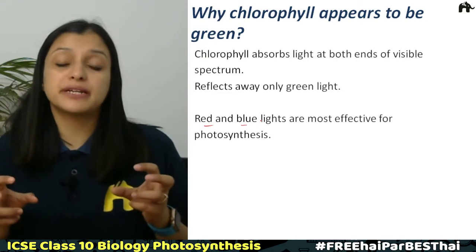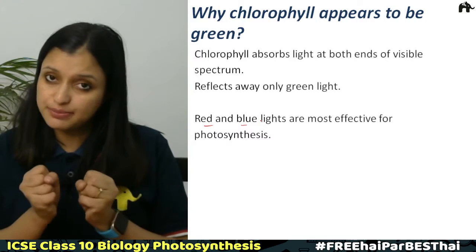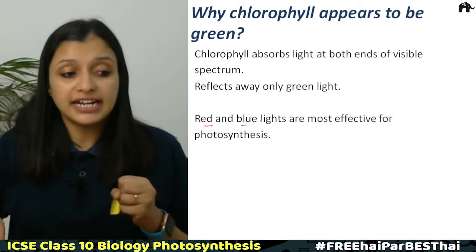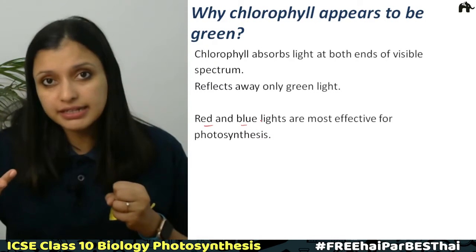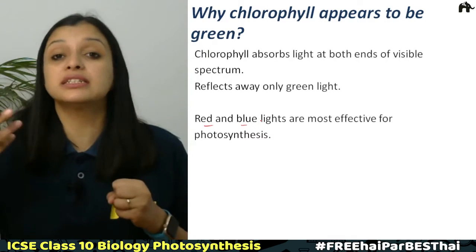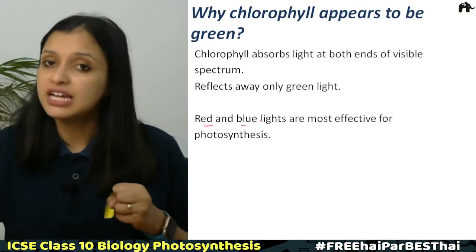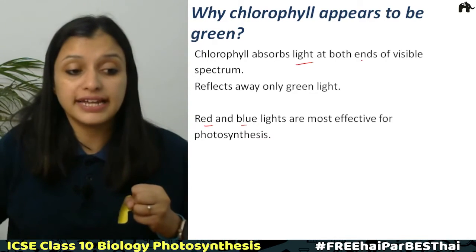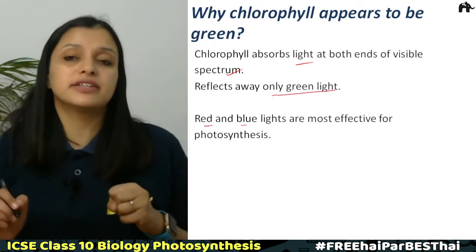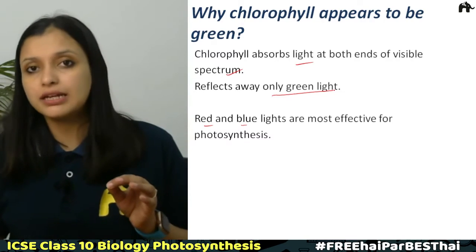Now in the visible spectrum, there is red light also, there is blue light also. So it is basically absorbing this red and blue light and reflecting the green light. Since it is reflecting the green light, we see chlorophyll as green in color, right? And this pigment gives green color to the leaves. So chlorophyll absorbs light at both the ends of the visible spectrum. It reflects away only green light. That is why chlorophyll appears green and hence gives green color to the leaves.